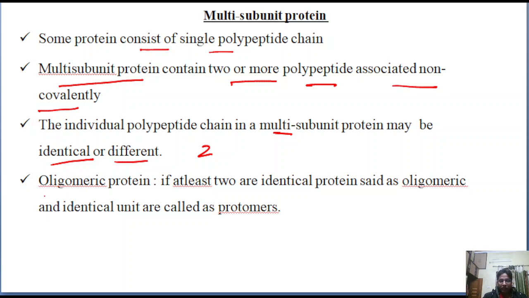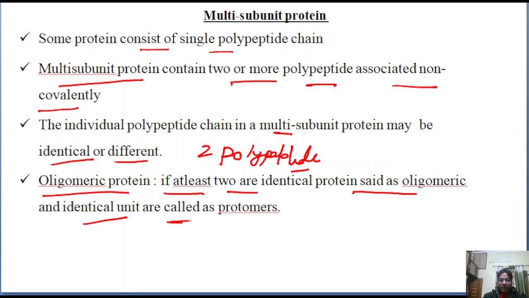Another term used here is the oligomeric protein. If a protein contains 2 polypeptide chains, and they are identical, then we will call it an oligomeric protein. And the identical units which are present are called protomers. This will be clearer with the help of an example.